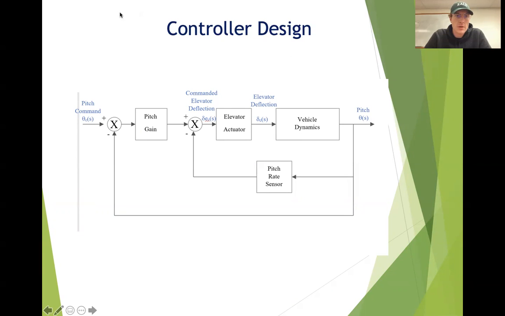Okay, so here is our control scheme. This is actually our full block diagram. Basically the control is everything but our plants, so the elevator, actuator, and vehicle dynamics. As you can see here, it's a double feedback loop in parallel, with the pitch rate sensor and pitch gain being outside of our plants and part of the control. We also have 3 different commands coming in that we're neglecting for simplicity in this project. Those are the pitch command, commanded elevator deflection, and the actual elevator deflection.